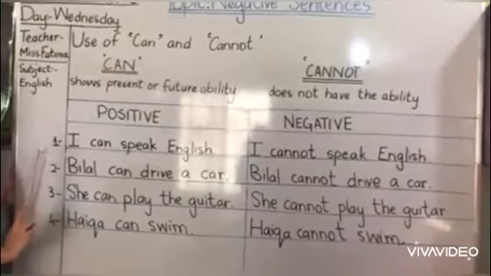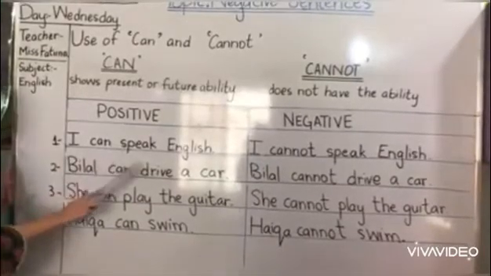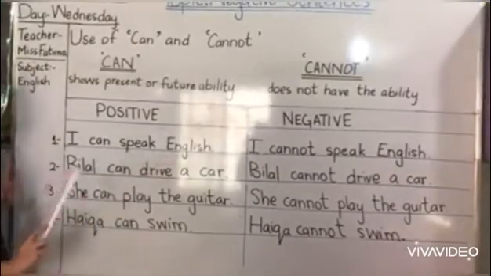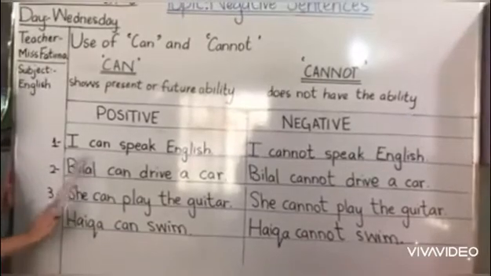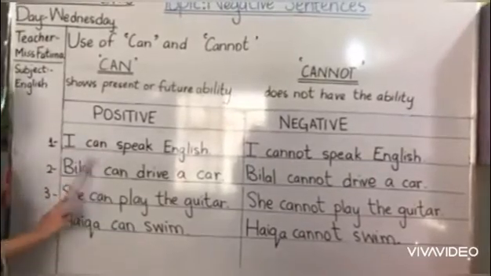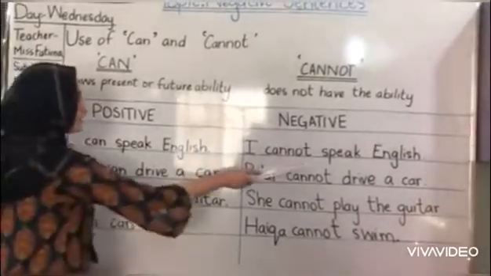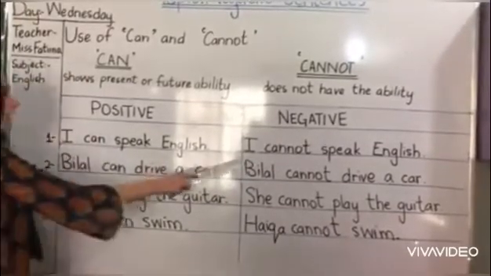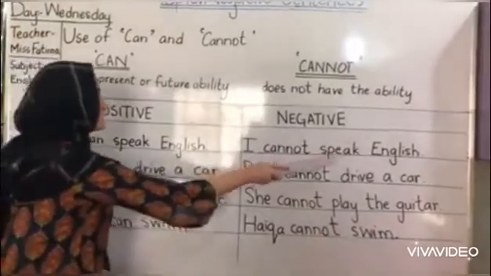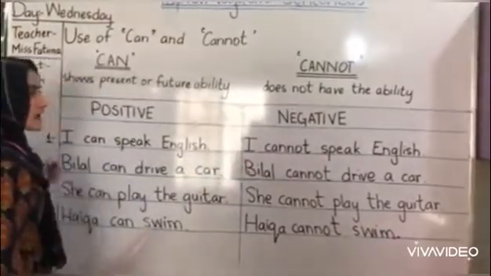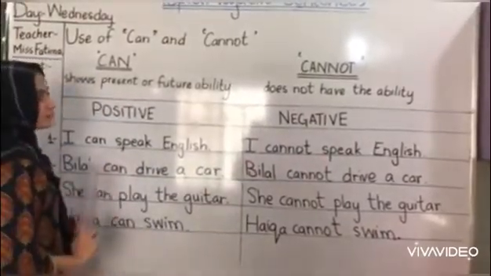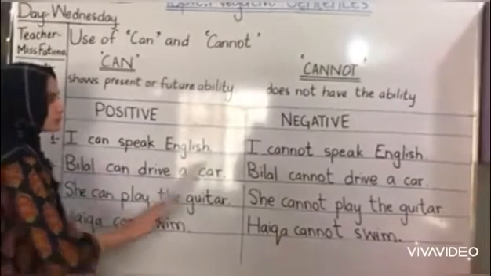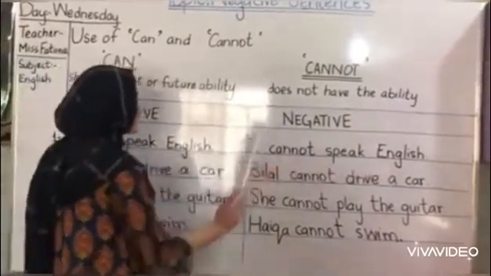The first sentence was, I can speak English. Now, as I have told you, we are going to replace this can with cannot when we are writing a negative sentence. So, the sentence will be, I cannot speak English. That means, I do not have the ability to speak English, or I do not know how to speak English.